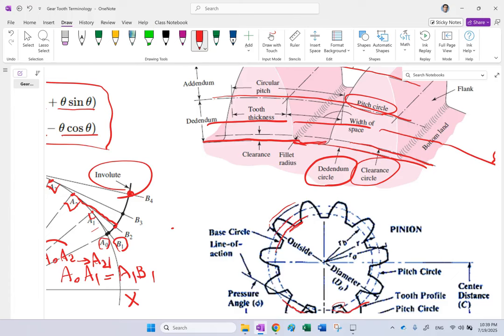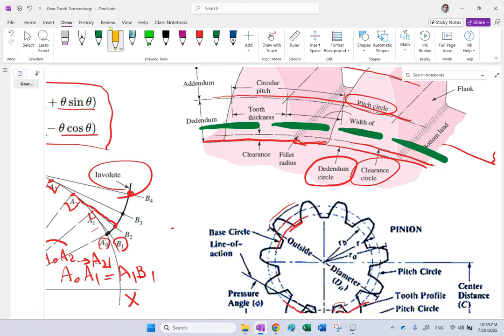Although clearance circle and base circle are very close to each other, they are not exactly the same thing, okay? So this base circle that I did for you, maybe it's actually a little bit even closer to the clearance. So maybe it's here. So what's the difference between these?